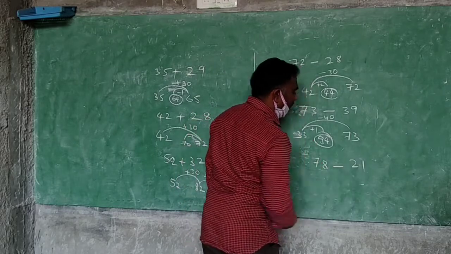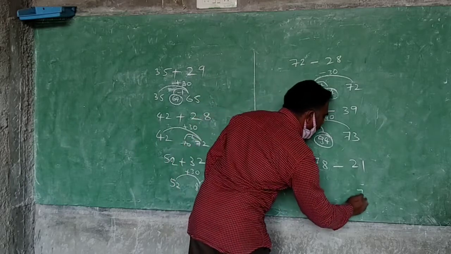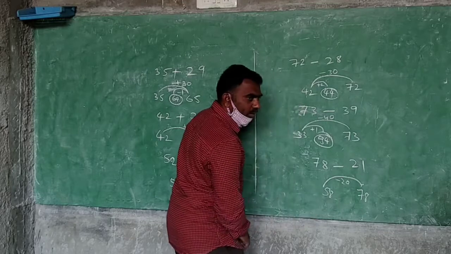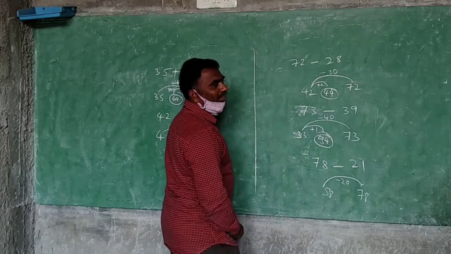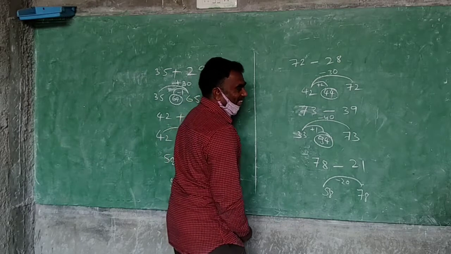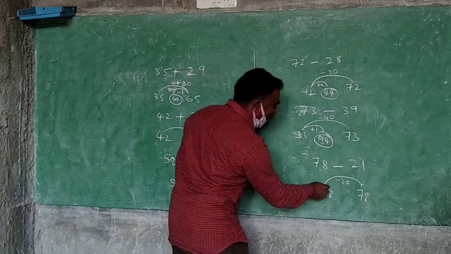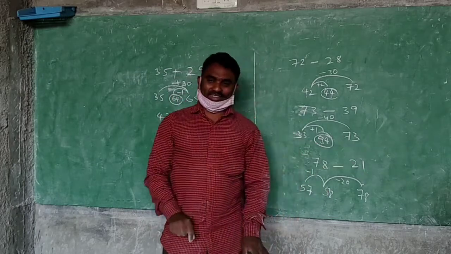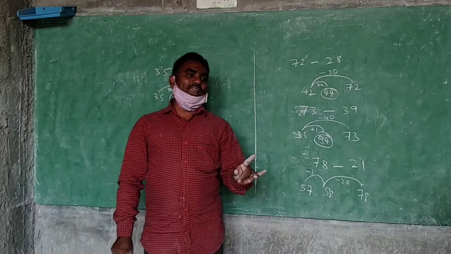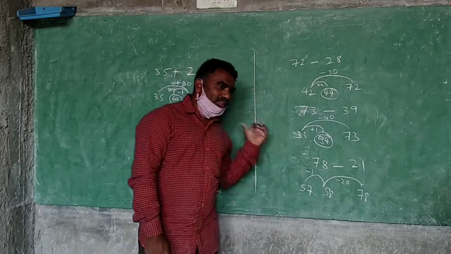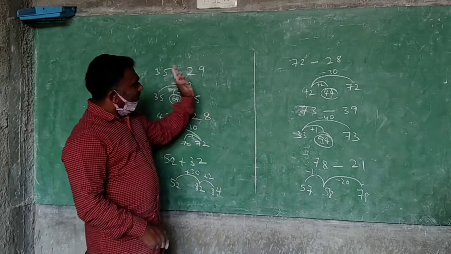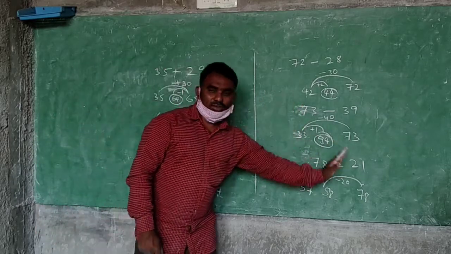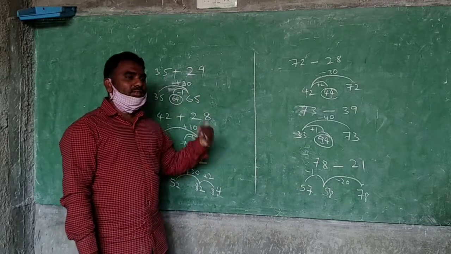78 minus 21. 78 minus 20 means what will come? 58. Now that's right side. Extra not taken, no, you are. Extra not taken is again back only. 57. Extra taken means reverse. Extra not taken means same. Think like that. Extra taken means reverse. Here also, there also same. But here going like this, no. Extra taken means again back will come. Here extra taken means again will go there. Extra not taken means same direction.